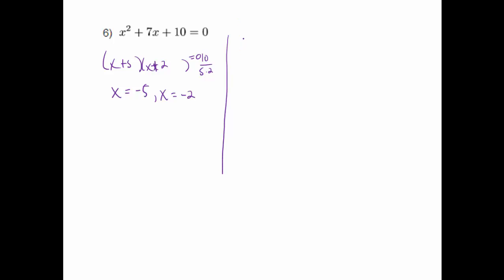If you were to use the quadratic formula instead, let's just label our parts. A will be 1, B will be 7, C will be 10. So I'm going to get x equals the opposite of b, which is going to be negative 7, plus or minus the square root. B squared, 7 squared is 49, minus 4 times a times c, all over 2 times a, so 2 times 1 is 2. And then we'll get negative 7 plus or minus.